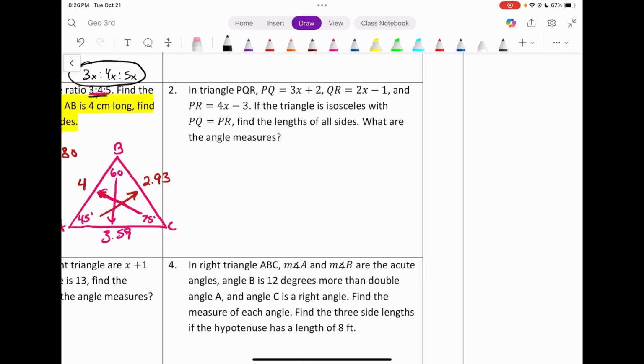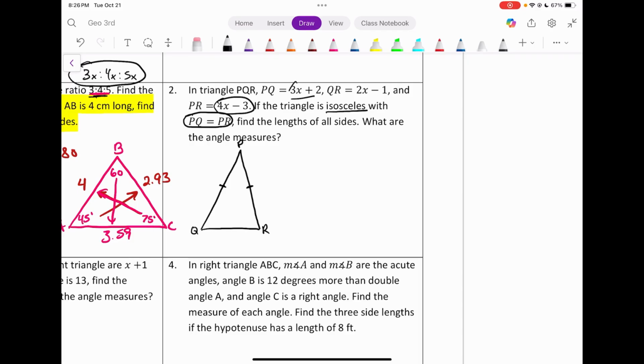Okay, this one says in triangle PQR, PQ is 3x plus 2, QR is 2x minus 1, PR is 4x minus 3. The triangle is isosceles. So the very first thing I'm going to do is try to sketch me out an isosceles triangle here. It also tells me that in this isosceles triangle PQ and PR are the sides that are congruent. It tells me that PQ is 3x plus 2 and PR is 4x minus 3.